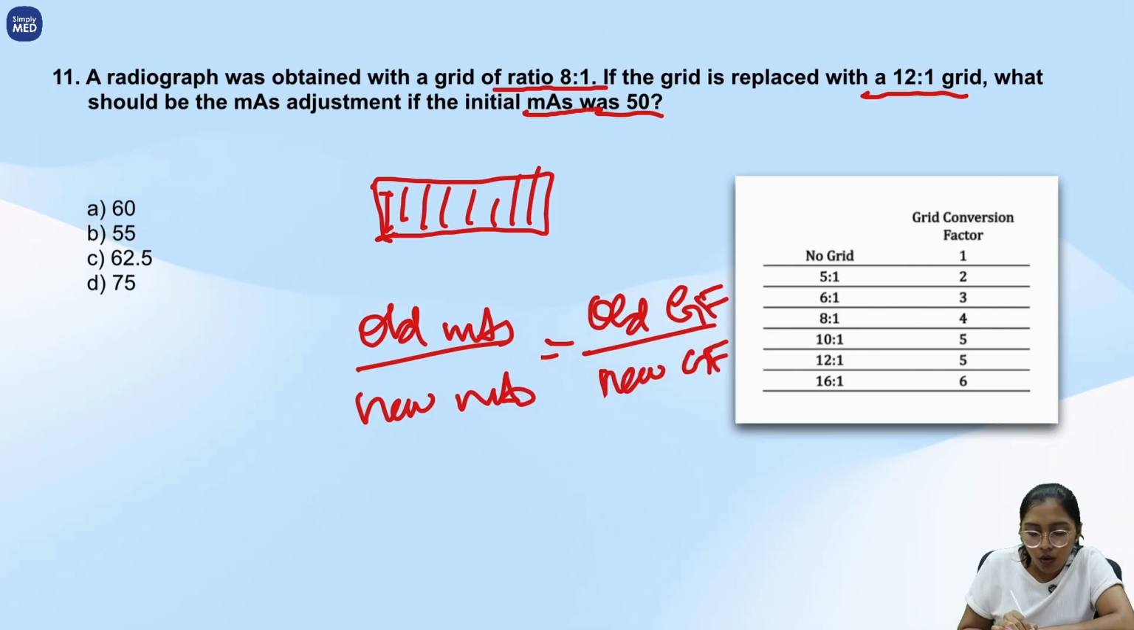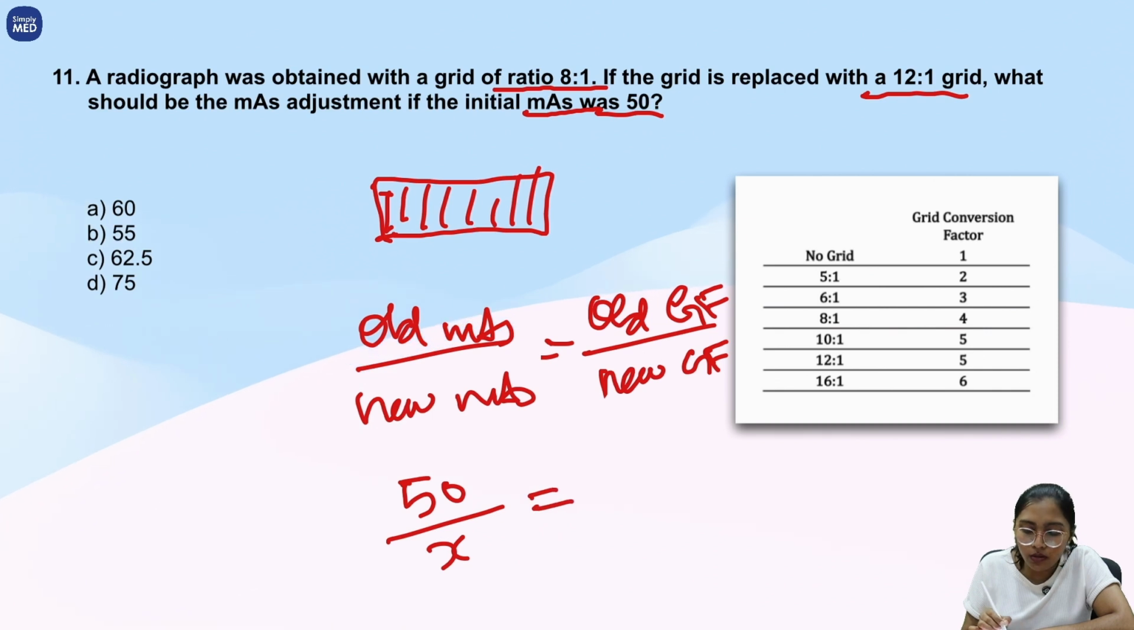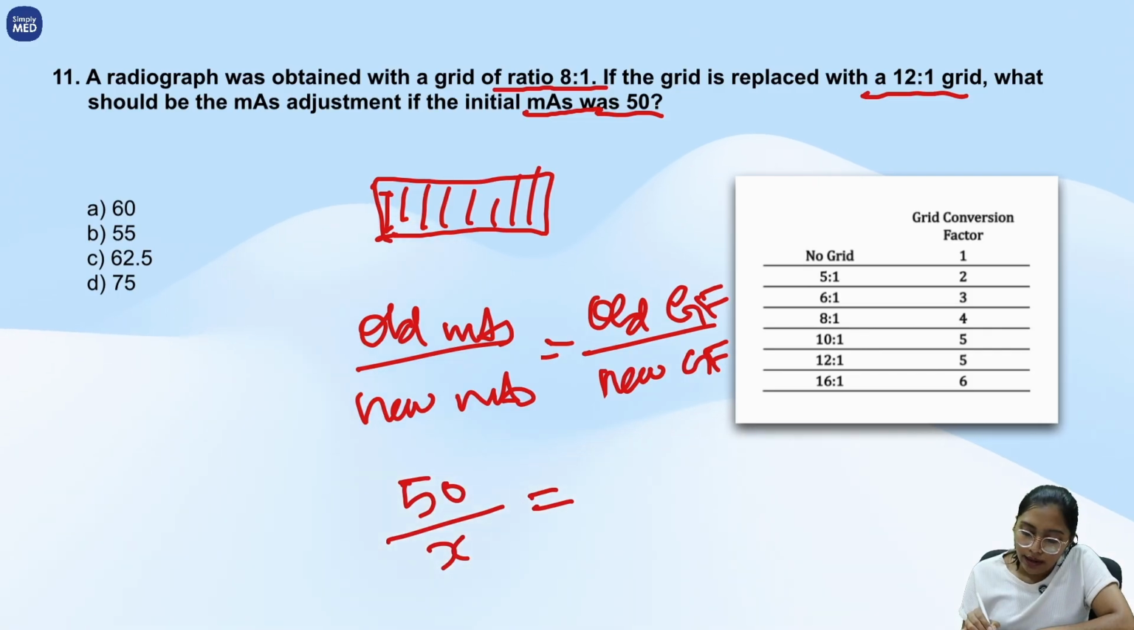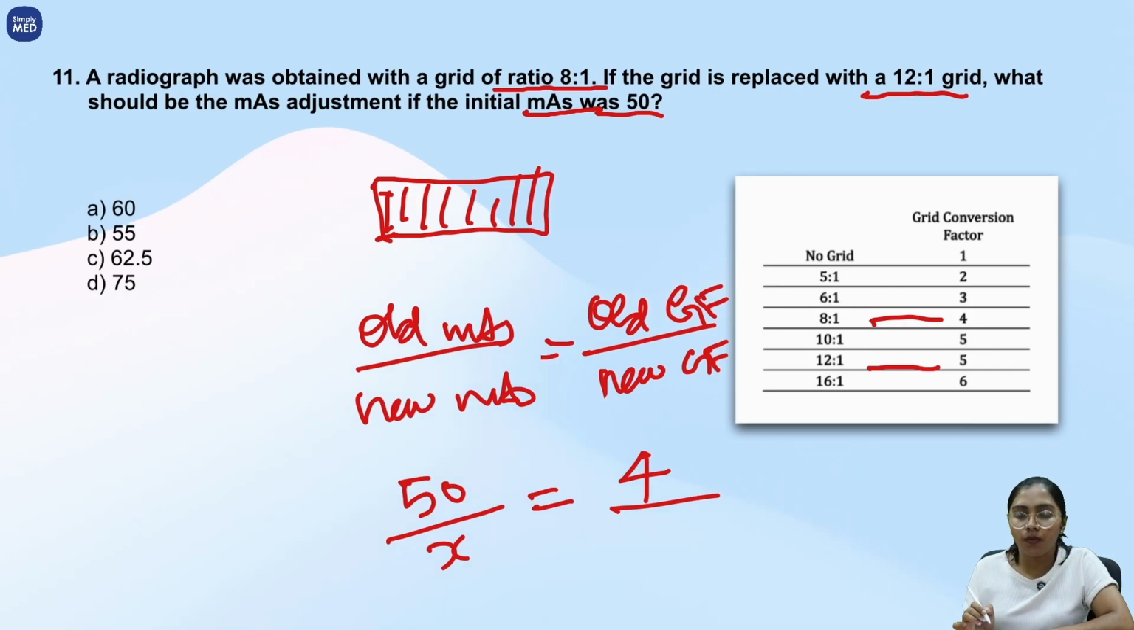Okay. So the old MAs, the initial MAs, was 50. The new MAs is what we have to find out. We can give it as x is equal to old grid factor over new grid factor. The old grid was an 8 is to 1 ratio grid, so the grid factor is 4. That is 4 by the new one, a 12 is to 1 ratio grid. The new grid factor for 12 is to 1 is 5. So 4 by 5. Okay.